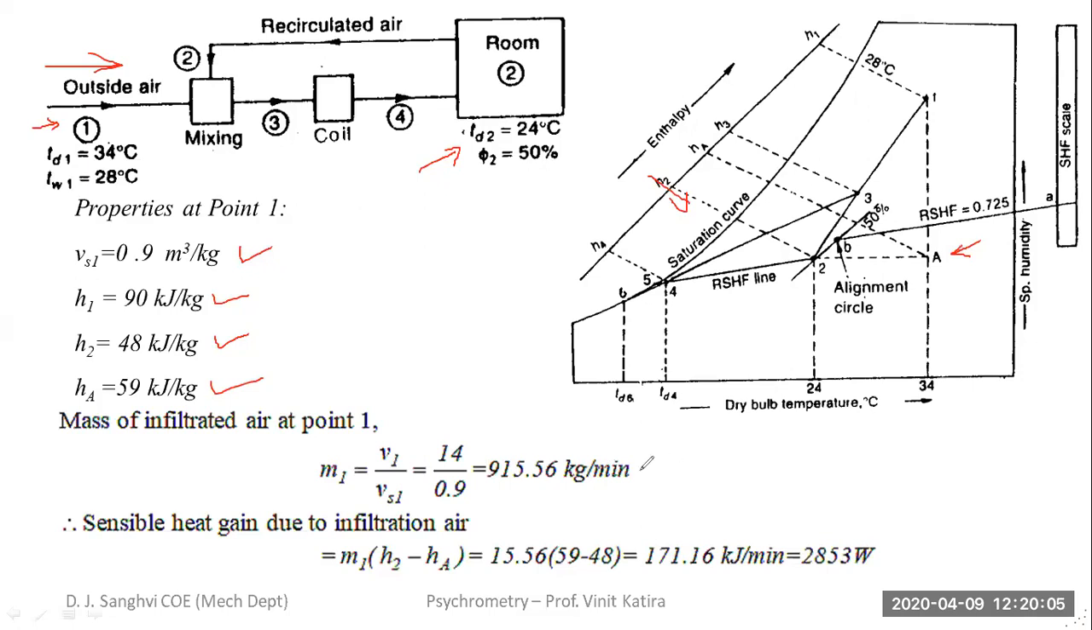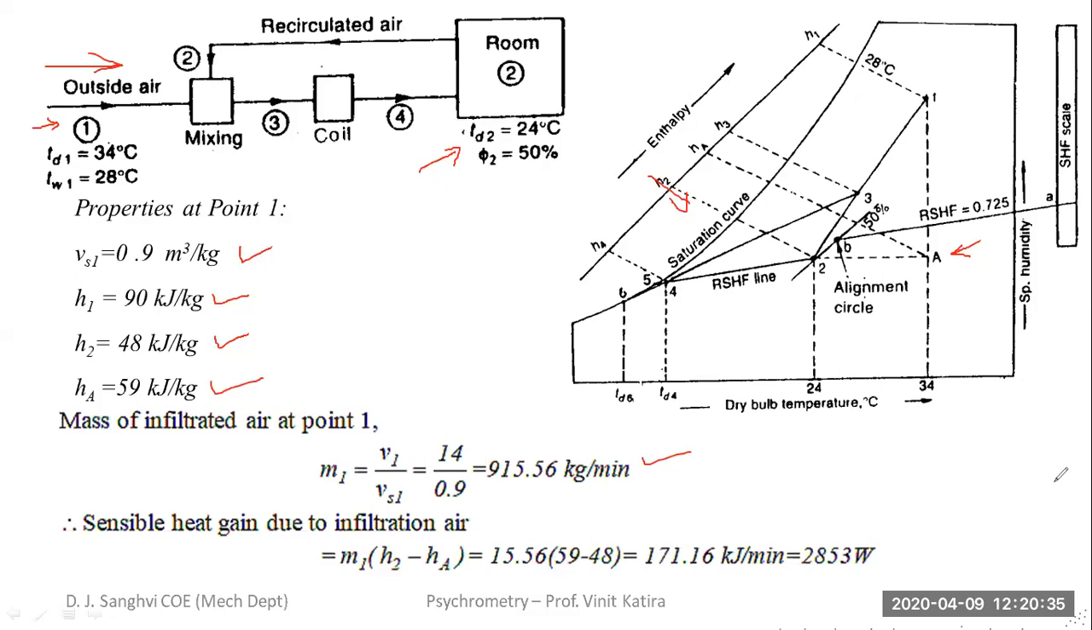How much is the mass flow rate of infiltrated air you're getting? 15.556 kg per second. Can you tell me in kg per minute? 933.33. Okay, 933. So we have got the mass flow rate of the infiltration air. Next, we can find the sensible heat gain due to infiltration.